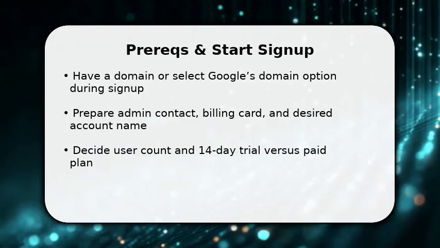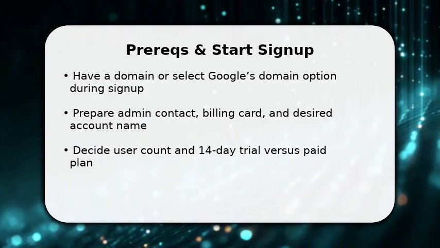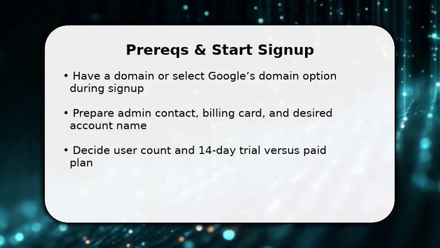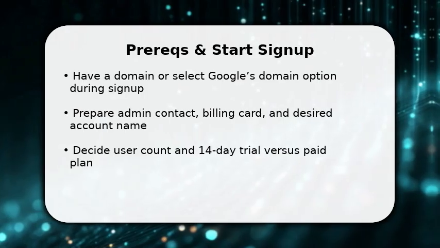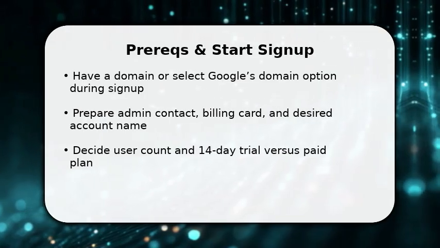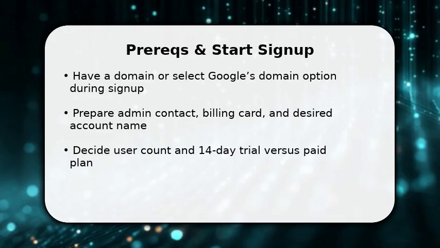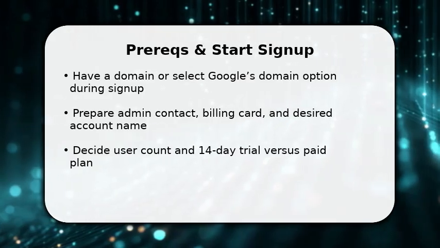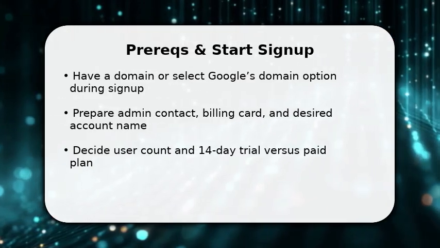You'll begin by confirming prerequisites: domain, billing method, and admin contact. Once ready, open the Google Workspace sign-up and enter your business name and region. Make sure to choose whether you'll use an existing domain or buy one through Google. This choice affects DNS steps later.